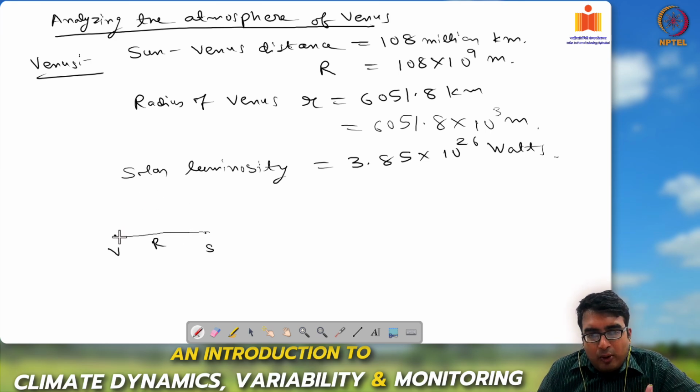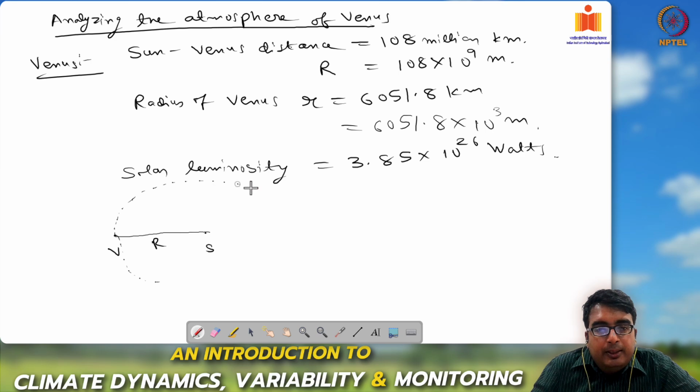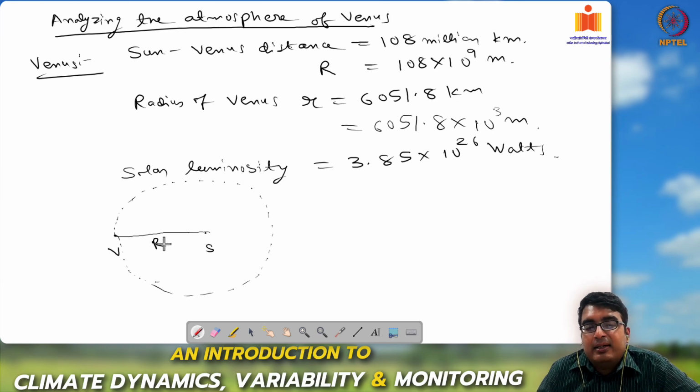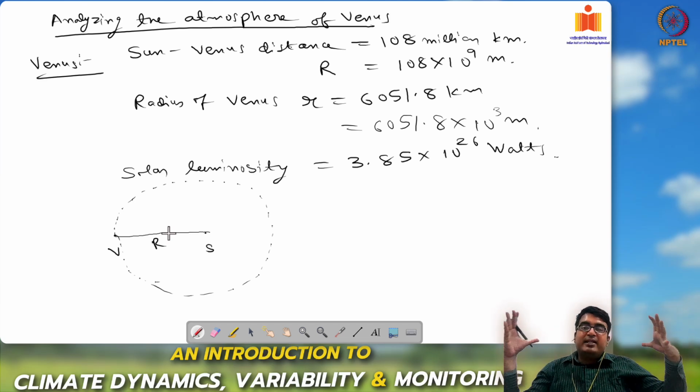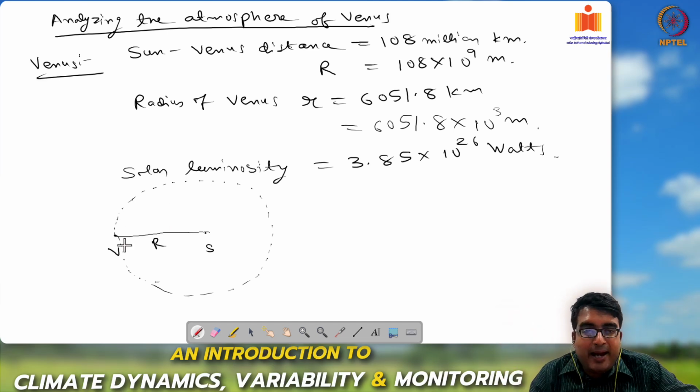So the solar flux that is reaching Venus is basically equal to the total solar luminosity divided by the surface area of this sphere whose radius is the Sun to Venus distance. So you can think of again the solar energy spreading outwards in an expanding spherical shell, and where the radius of this expanding spherical shell is equal to the distance between Sun and Venus, the solar flux per unit area at that point is what the Venus is getting.